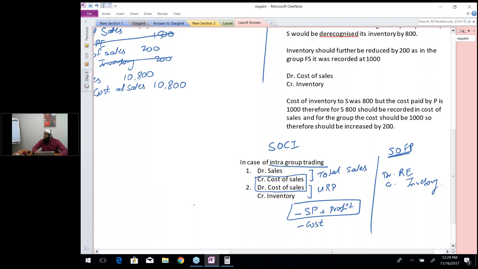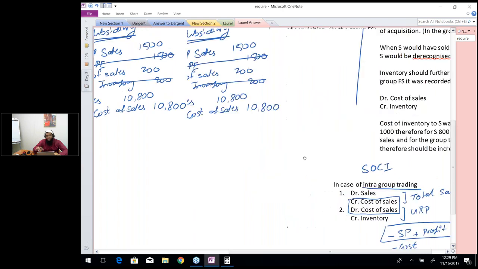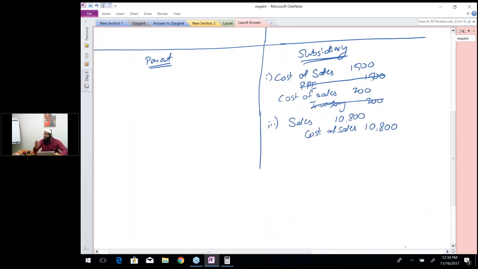Bilal is asking, sir, is it compulsory to write down the entries in the paper? Not at all, Bilal. The entries that I'm writing is just to show you the double impact so that you can view a broader picture, not what is required by the question. You can have a more controlled approach towards the exam and the real environment. In practical life, we record the double entries in this manner. So I'm going to write another entry which is going to be cost of sales debit and the inventory credit by the unrealized profit.